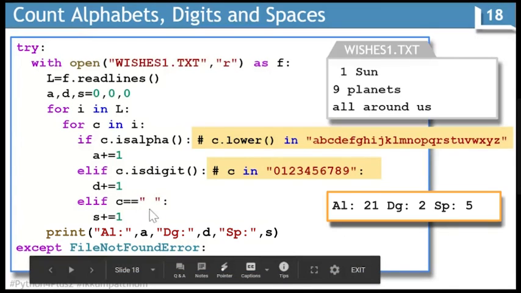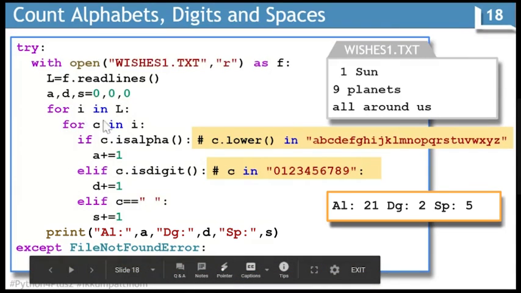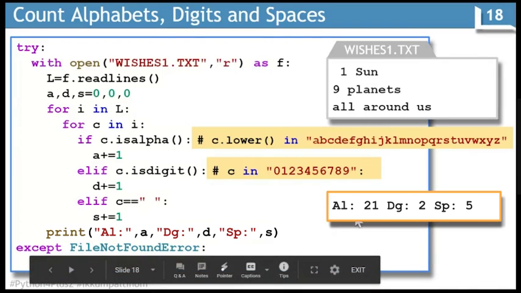As soon as you get a space, that variable's content will get incremented. S is also initialized as 0 in the beginning, and depending on the number of spaces, that many times S will be incremented. And once both the loops are over, at that time you will be displaying the final values of A, D, and S. So you will have the output displayed like this, and if the file does not exist, in that case file not found error will be displayed.